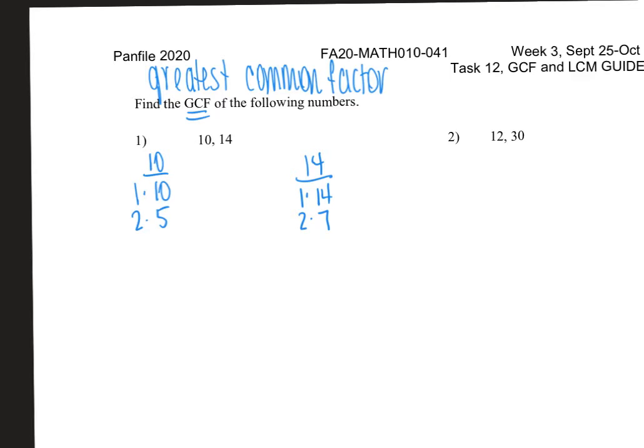Greatest factor that's common between them, well, let's look at all the factors that are common between them. We have 1, we have 2, and that's it. 5 is not common between them, 10 is not common between them, 7 is not common between them, 14 is not common between them. The greatest common factor that they have is 2. So that is our answer. Okay? And that is it.